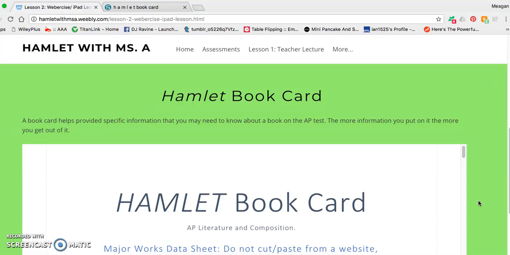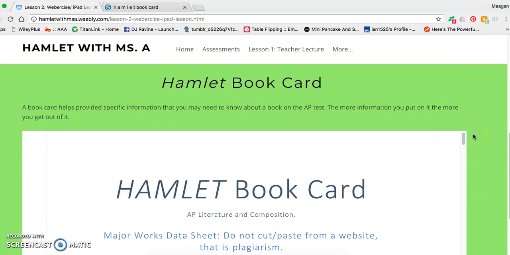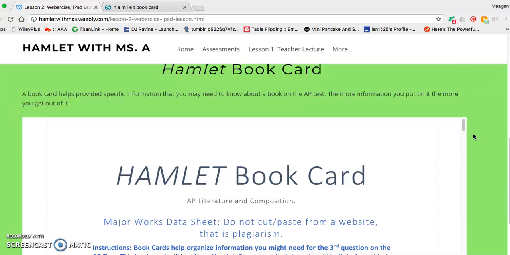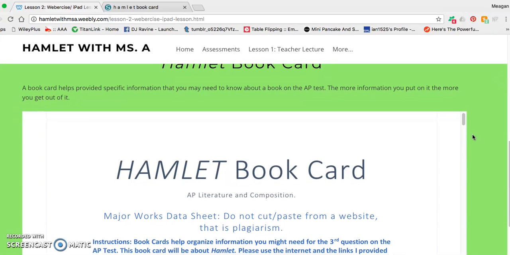In this class, I require students to read a lot of outside novels because the AP test, the third question, is just a question, and it's not based on a specific book or play or poetry. And the reason why book cards are so important is because they help summarize all the information that you might need to answer that third question.